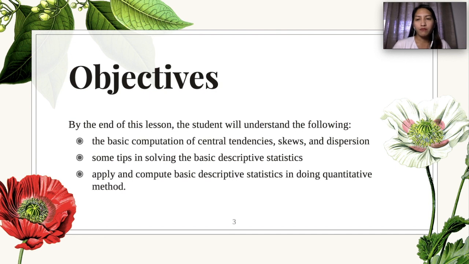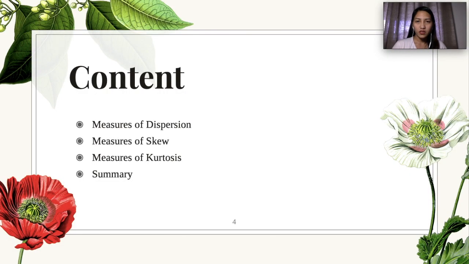So, discuss ko ulit yung objectives. By the end of this lesson, you will understand the basic computation of central tendencies, skews, and dispersion, some tips in solving the basic descriptive stat, apply and compute basic descriptive statistics in doing quantitative method. For this part 2, the content are the following: measures of dispersion, measures of skew, measures of kurtosis, and then summary.